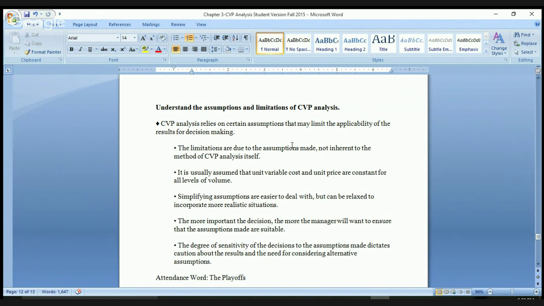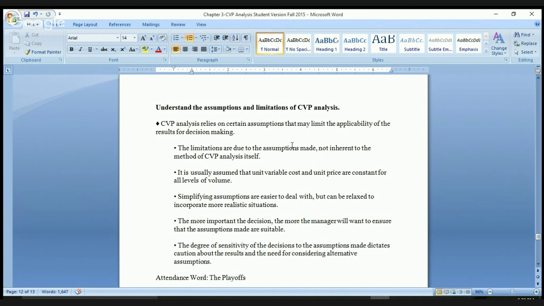It is usually assumed that unit variable costs and unit price are constant for all sales units, or levels of volume. And a lot of times in business, that is not true. If you have contracts with possibly suppliers where the more items you purchase from them, the bigger the discount you might receive, you always have to deal with those step-up discounts and things like that.